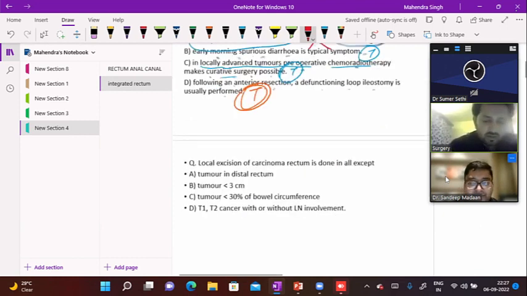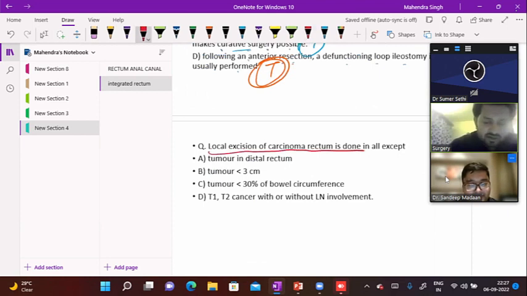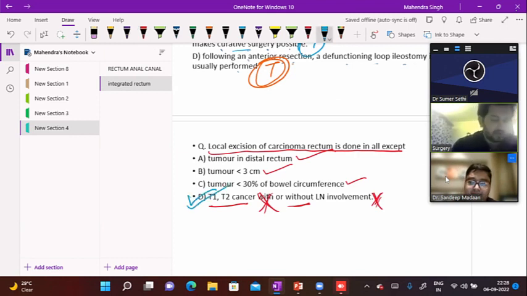One more question. Local excision of carcinoma rectum is done in all except: tumor in distal rectum, correct; less than 3 centimeter, correct; less than 30% circumference, correct; T1, T2 cancer is correct, but it should be without lymph node involvement, not with. So that's why this option D is incorrect. These were the two questions on rectal cancer, and these are important exam questions.